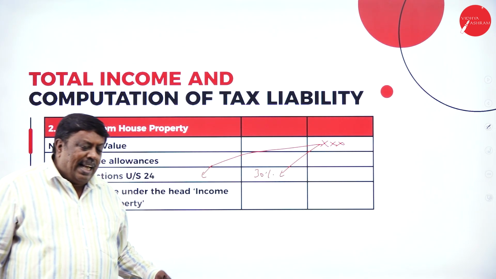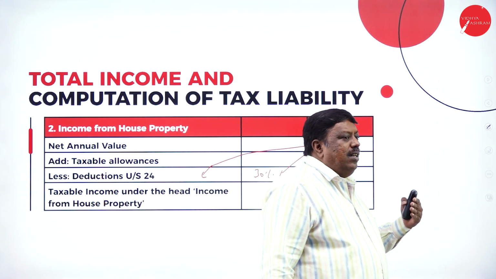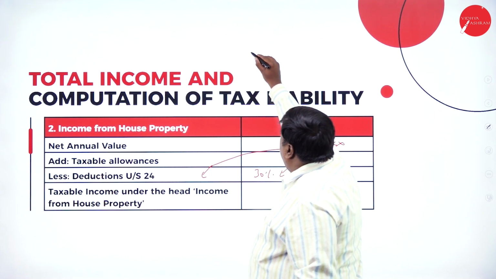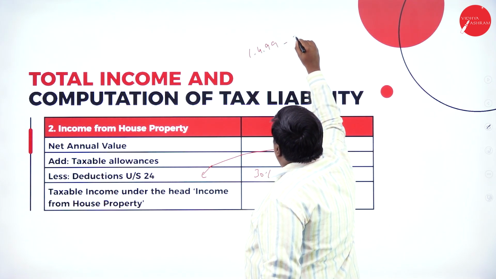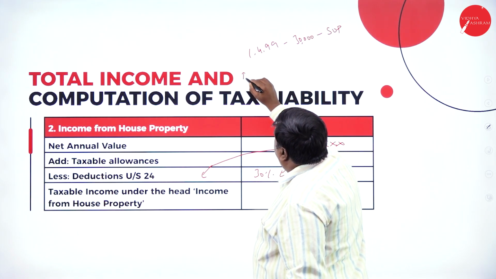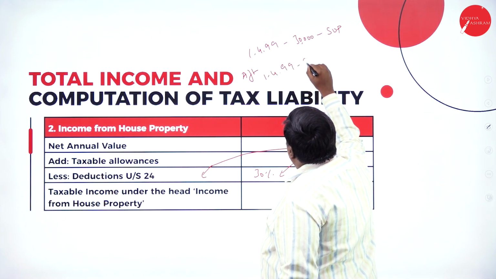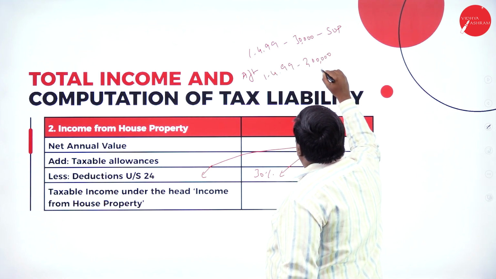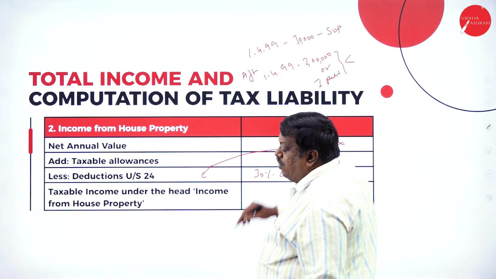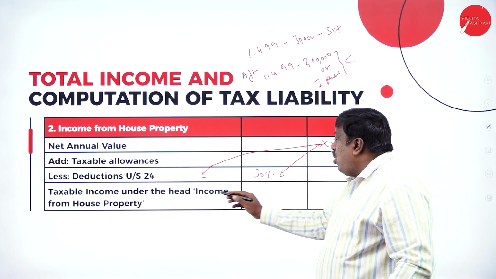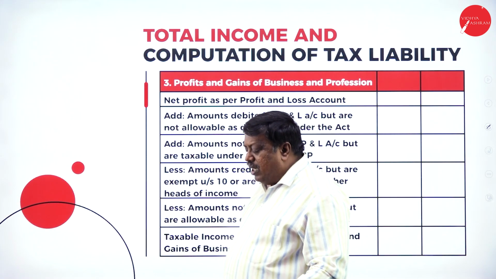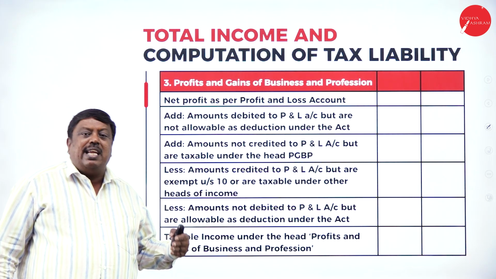If any loan has been taken for the purpose of construction before 1st April 1999, then the limit will be 30,000 in case of self-occupied property. If the loan is taken after 1/4/1999, 2 lakhs or interest paid, whichever is less, will be taken for the deduction. The remaining amount is called taxable income under the head of house property. Next we have the third head, profits or gains from business or profession.